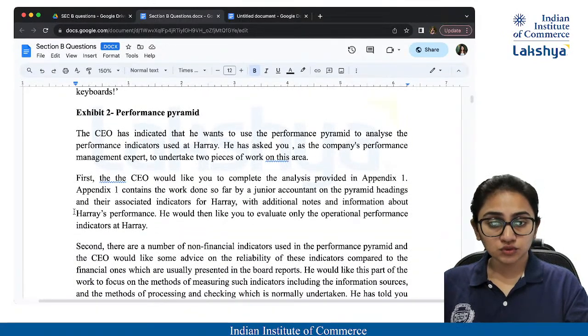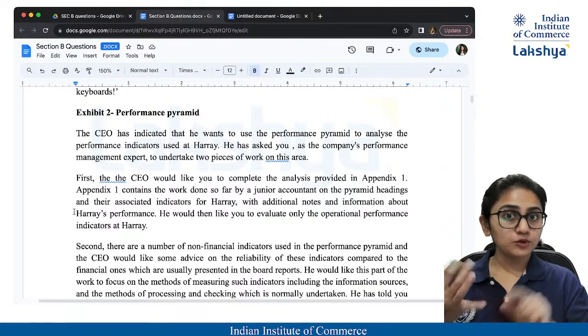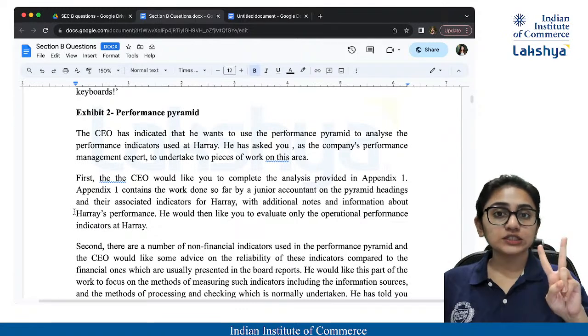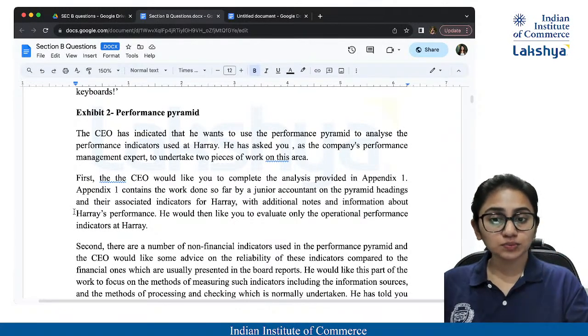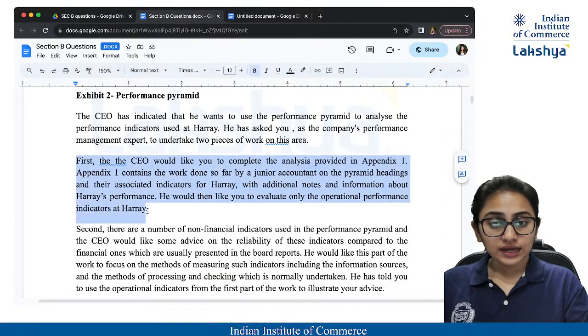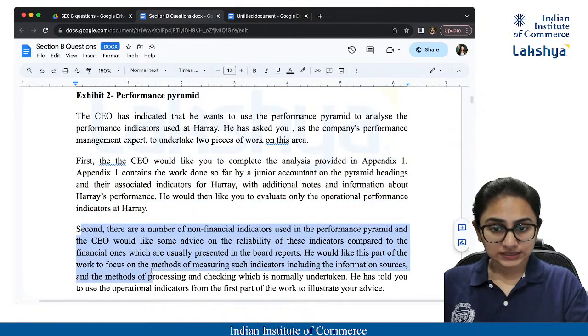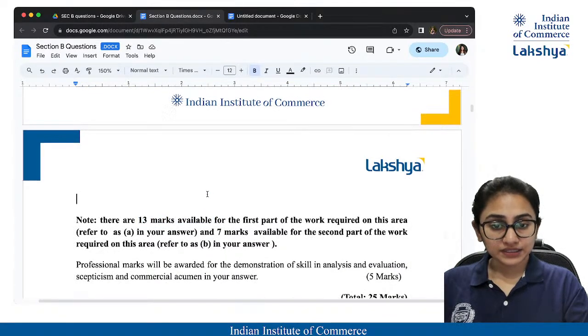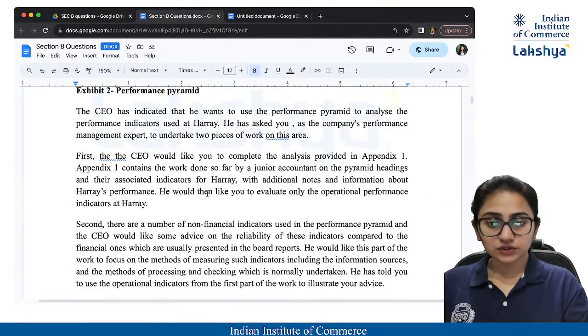Then exhibit 2, the CEO has indicated that he wants to use the performance pyramid to analyze the performance indicators used at Harry. He has asked you as the company's performance management expert, since you're doing APM, you're already considered to be a performance management expert, to undertake 2 pieces of work on this area. So which are the 2 pieces? The first work is this and the second work is this. And the first work has how many marks? 13 marks. That is the A part, and the second work has 7 marks. So see the first work.